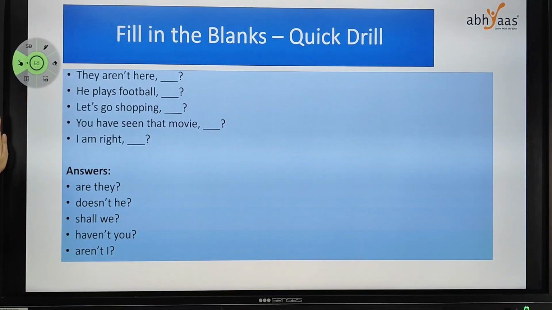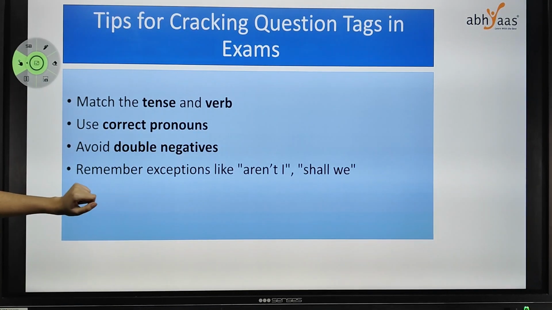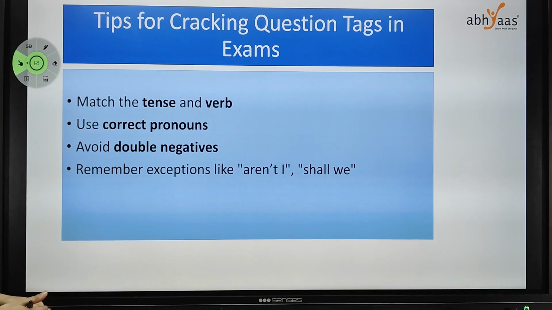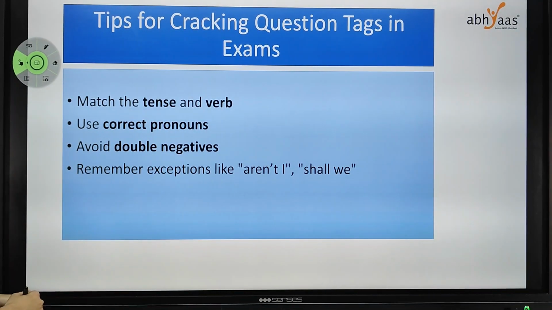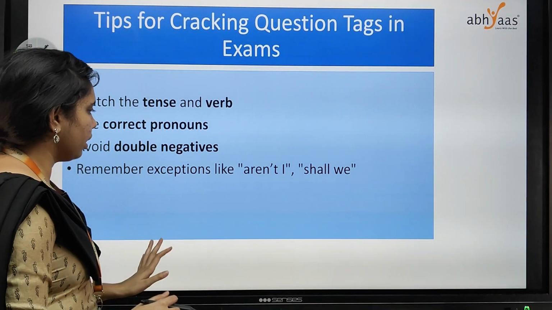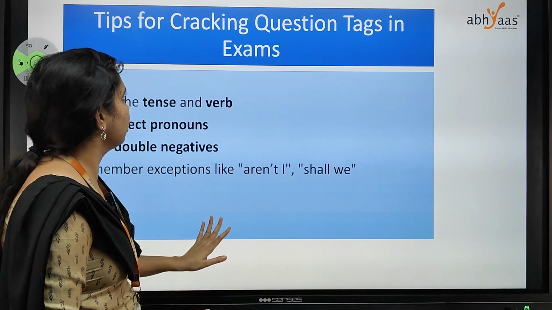Okay, so these are the sentences. Match the tense and verb, use proper pronouns, avoid double negatives, and remember exceptions like aren't I.